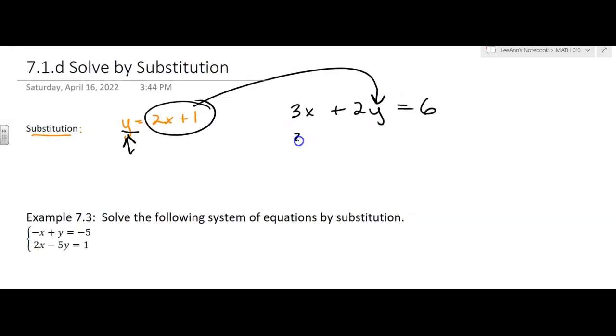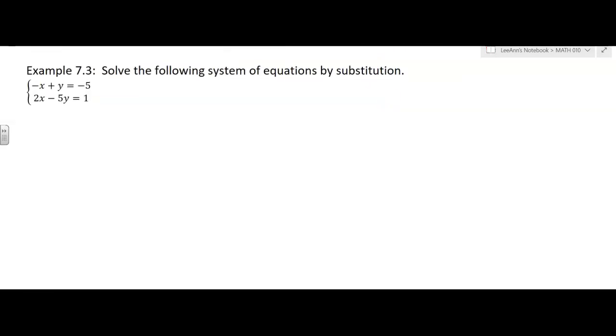And so you would write 3x plus 2, and then you're going to put in not y, but 2x plus 1, an equivalent expression for y, and then equals 6. And then that you can solve. But that's the idea. Okay, so here we go with our example.